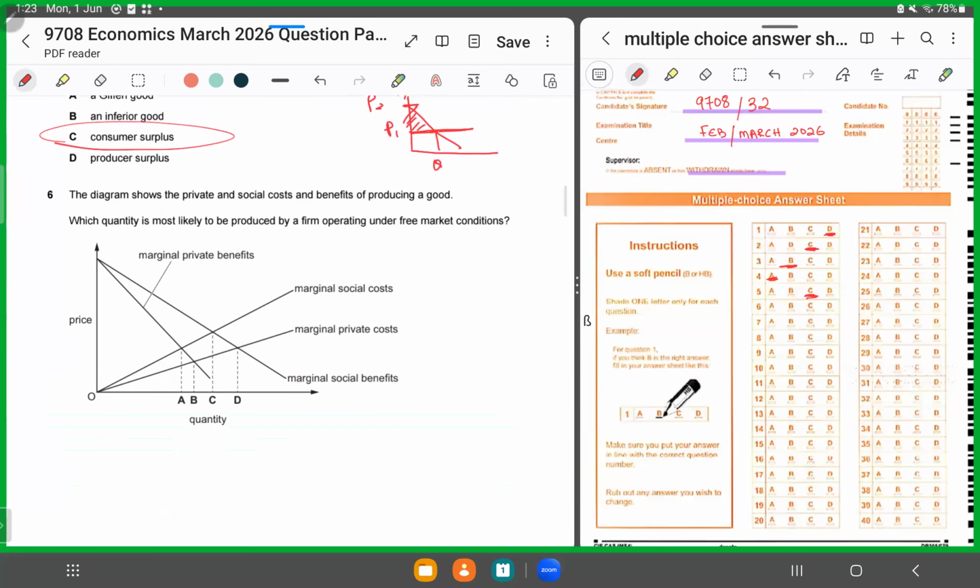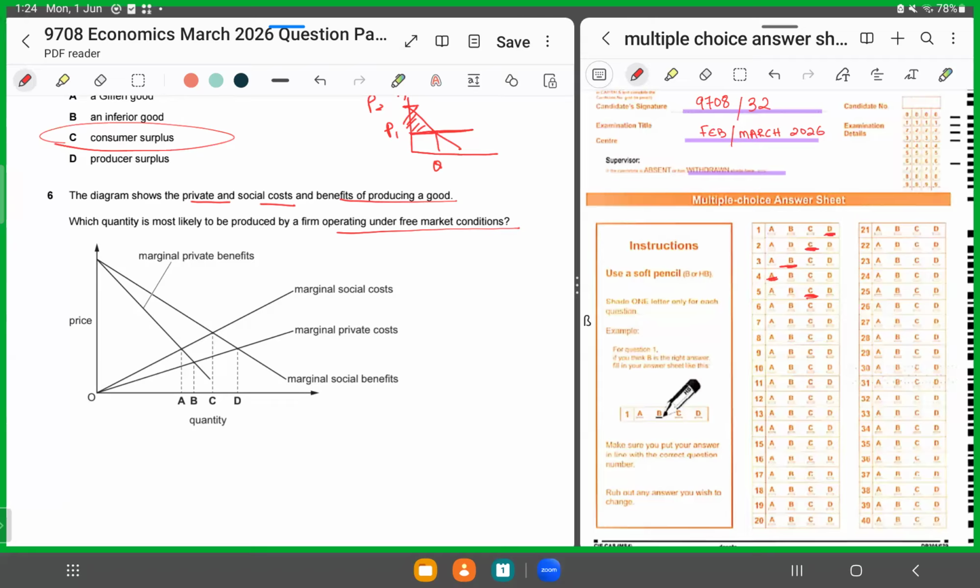All right. Number 6. The diagram shows the private and the social cost and benefits of producing a good. Now they're asking which quantity is most likely to be produced by a firm operating under free market conditions. Now it's a free market condition. They display private cost, social cost, and benefit. Now what quantity would a firm produce?